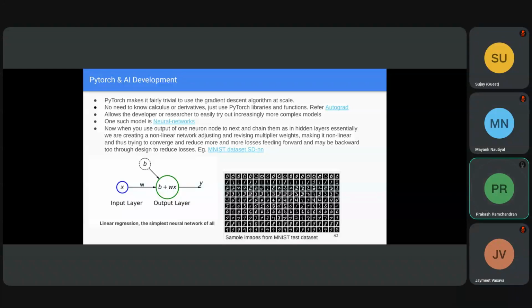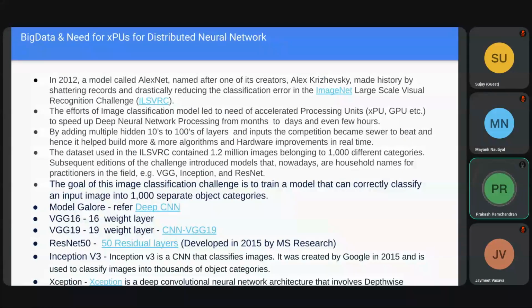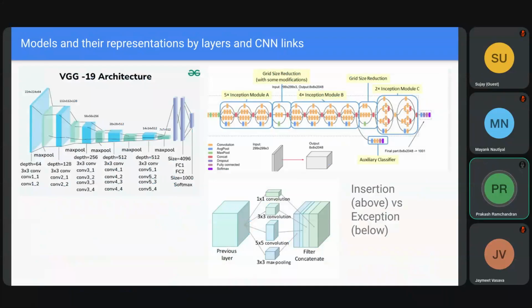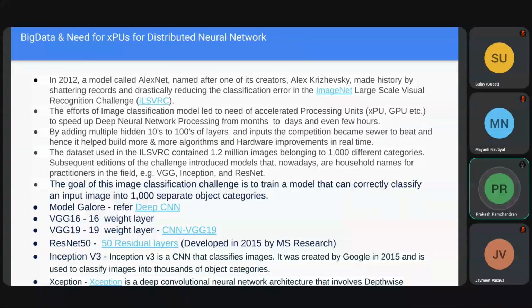If you don't have hidden layers, then you are just giving the same input as output with some modification, without much change. It's just a simple scaling. So the MNIST database is the one which is used. Now I'm coming to big data. We are moving to the next topic, which is why do you need XPU?